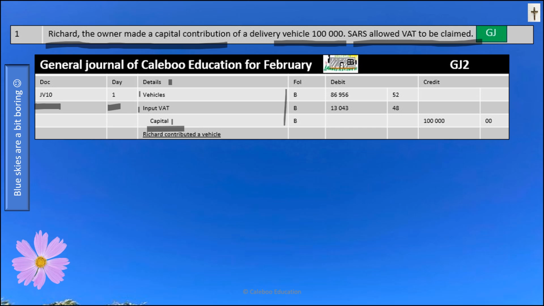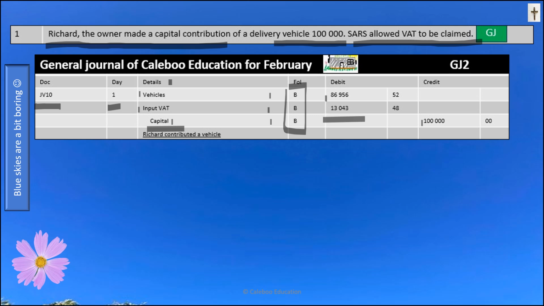The folios of these ledger accounts we will look at when we've completed the general ledger, because the folios come from the general ledger or the previous month's trial balance. But vehicles and input VAT are B accounts, statement of financial position accounts, as well as capital. The amount for vehicles is 100,000 less the VAT amount.